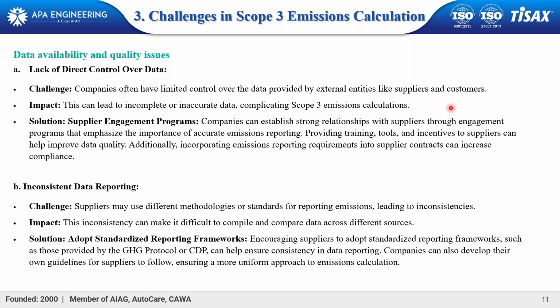Secondly, inconsistent data reporting. Suppliers may use different methodologies or standards to report their emissions. This may lead to inconsistencies, which make it difficult to compile and compare the information across different sources. Adopting a standardized reporting framework would provide consistency. Companies can also develop their own guidelines for the suppliers to follow.